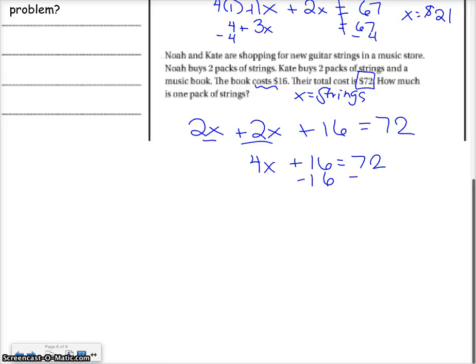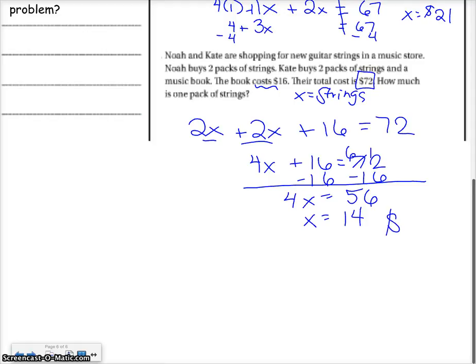Minus 16. 4x equals 56. 56 divided by 4. 14 bucks. 14 bucks for a pack of strings.